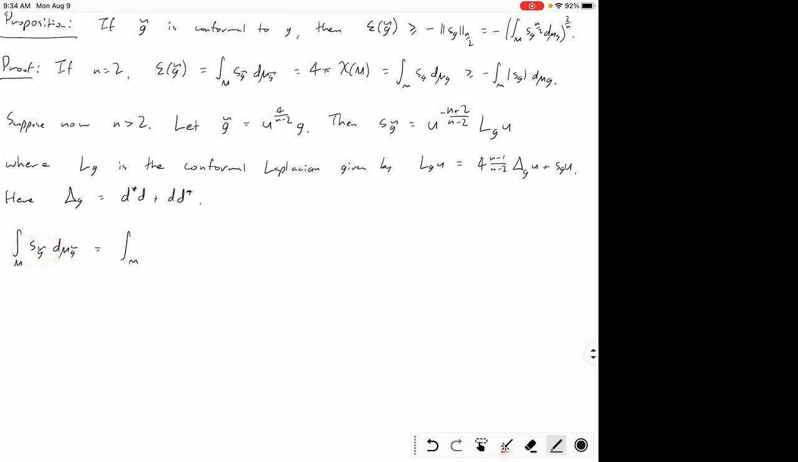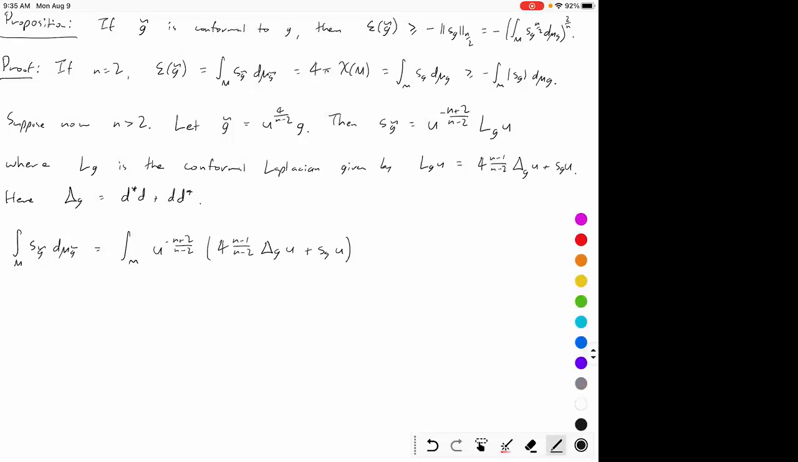So it's u to the minus (n plus 2) over (n minus 2) times the conformal Laplacian, which is given by 4 times (n minus 1) over (n minus 2) times the Laplacian, plus the scalar curvature of the original metric times u. So that's the scalar curvature part. What about the volume? How does the volume change?